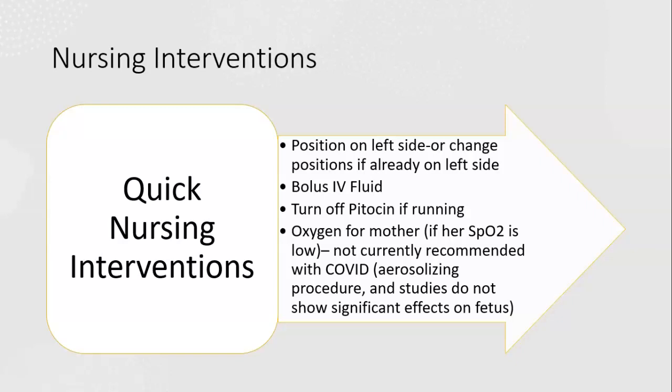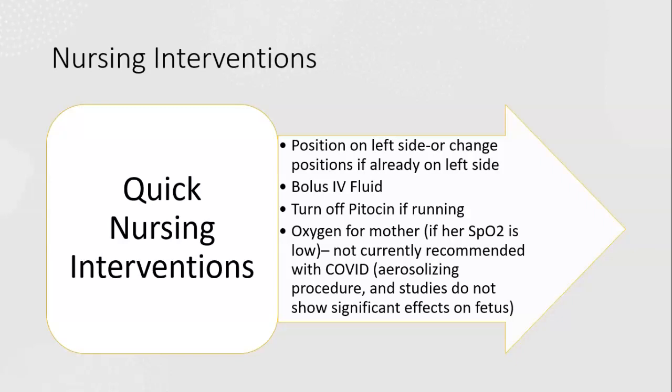So it can increase that placental perfusion for baby. Sometimes just changing positions in general can also take pressure off the umbilical cord or get baby into a more favorable position. An IV fluid bolus can increase the volume to relieve compression, and then turning off medications such as Pitocin can help reduce the activity of the uterus, allowing baby to get better oxygenation.